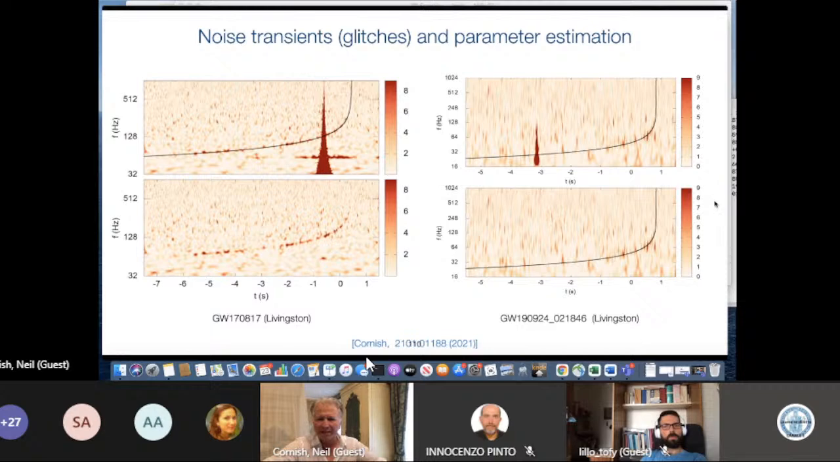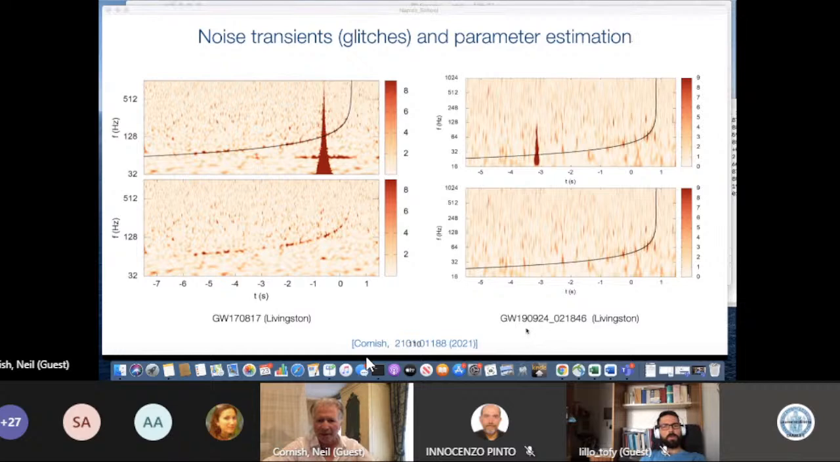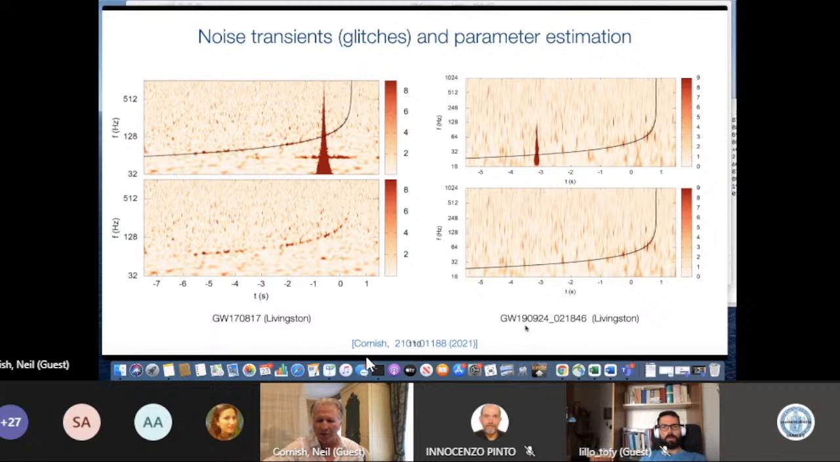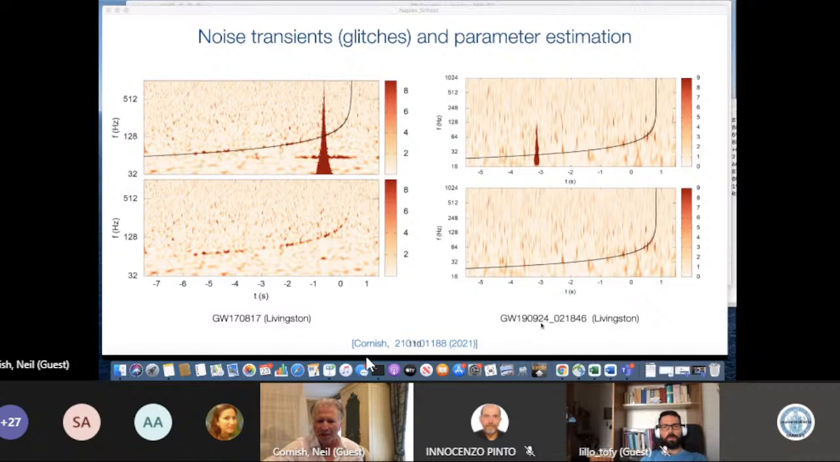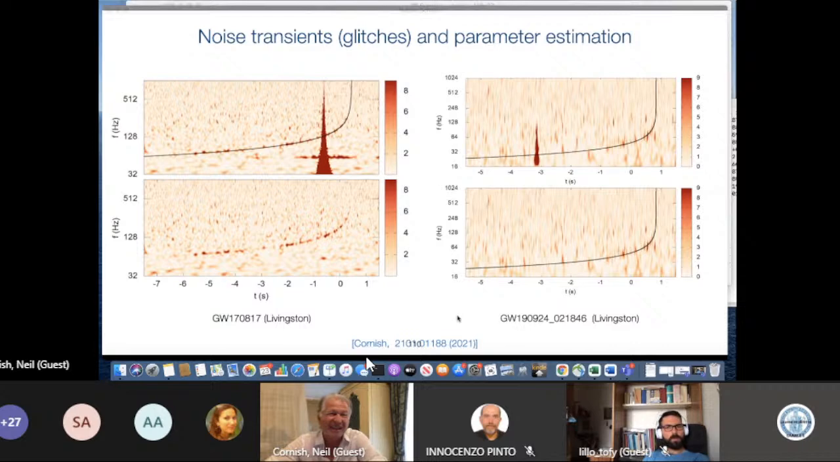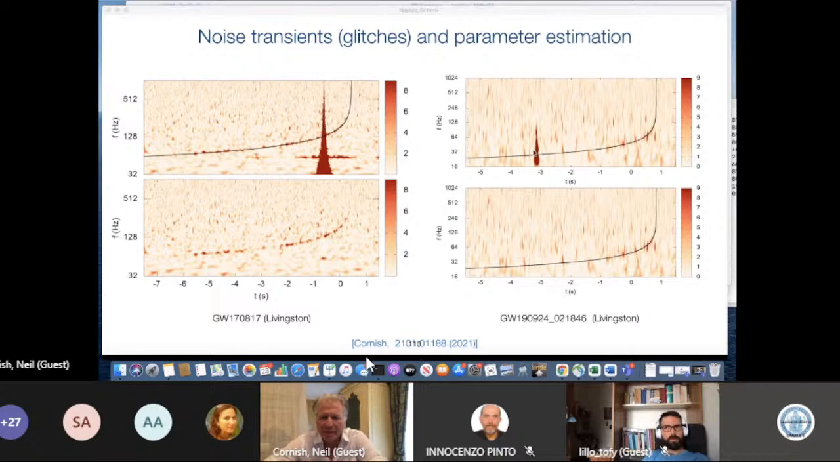Here's a similar example, not quite as big a glitch. This is one of the signals from the third LIGO-Virgo observing run, GW190924_021846. Notice that we've now got more digits. We've got so many gravitational waves that we've had to append the hours and minutes, like a timestamp, not just a day now. You can see that there was a glitch that intersected the signal. This is happening fairly commonly now: roughly 20% of signals now encounter glitches. So we have to worry that if we don't take these noise transients into account in the analysis, we can throw off our parameter estimates.